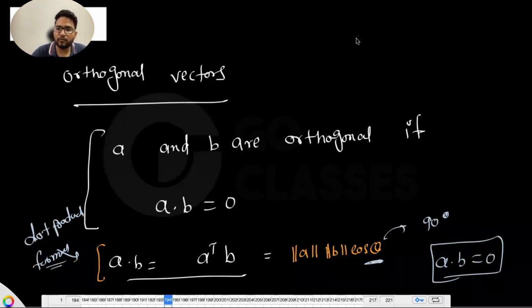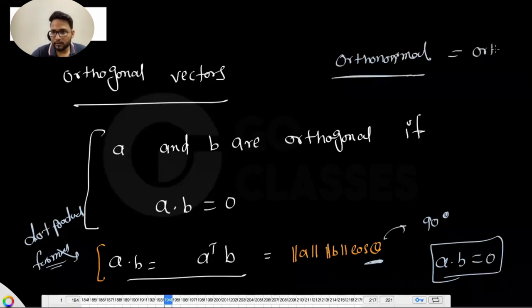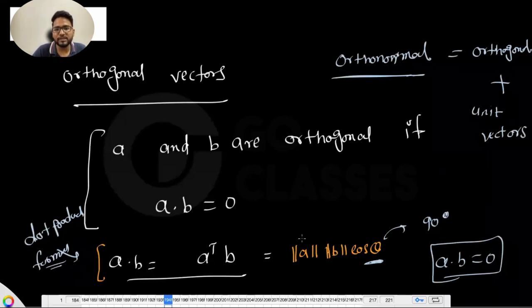Now there is a definition of orthonormal vectors also. Orthonormal is just saying that two vectors are orthogonal plus they are unit vectors also. This double line is called the norm of a vector, so basically the length of the vector. You know how to calculate the length: a1 square plus a2 square plus a3 square, like this, right?